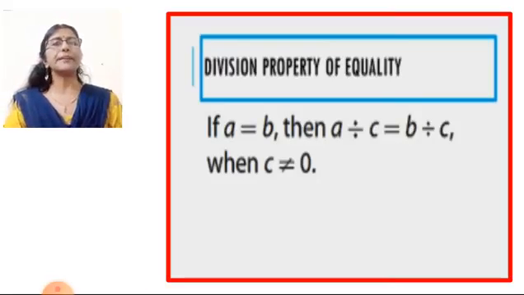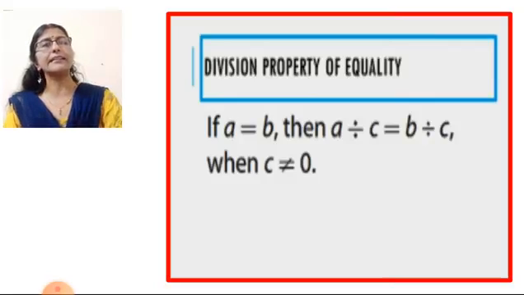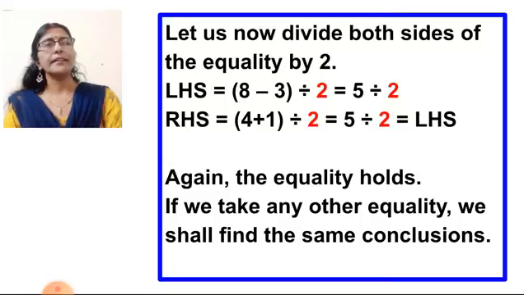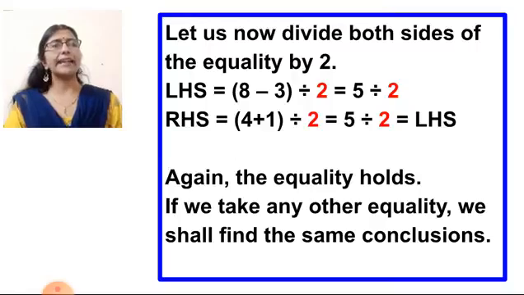Now division property of equality. If a is equal to b, then a divided by c is equal to b divided by c, when c is not equal to 0. C should not be 0. You have to take some other number other than 0. Let us now divide both the sides of the equality by 2. So we'll divide both LHS and RHS by 2.